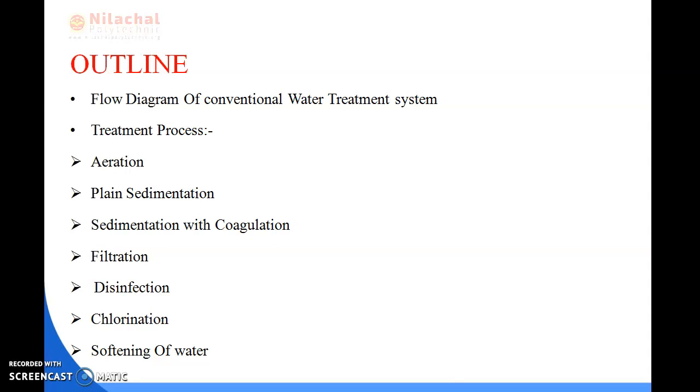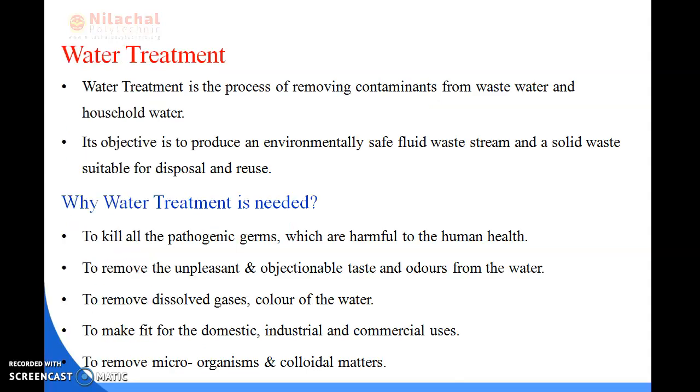First is aeration, plain sedimentation, sedimentation with coagulation, filtration, disinfection, chlorination and softening of the water. Okay, so these are some of the articles we will be reading in this chapter. So first we will be reading about water treatment.